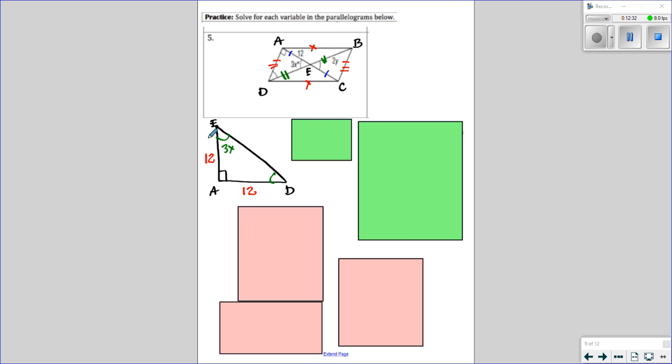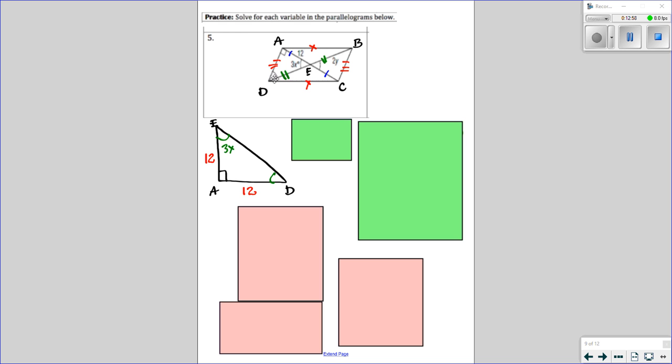All right, so I made a diagram showing that little triangle that I'm going to work with. I see that this is 12, so I put 12. And then this one's 3x, so angle E is 3x.